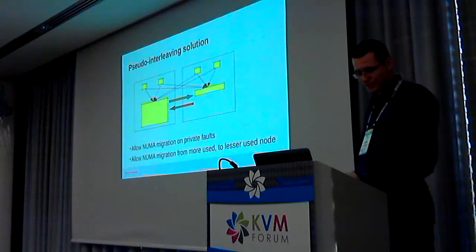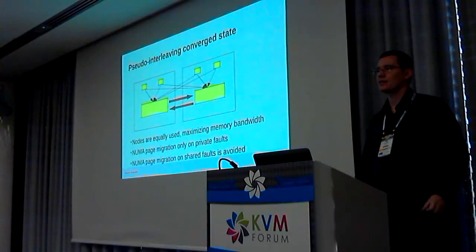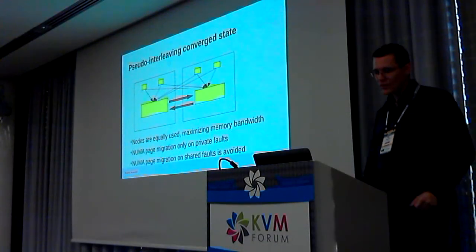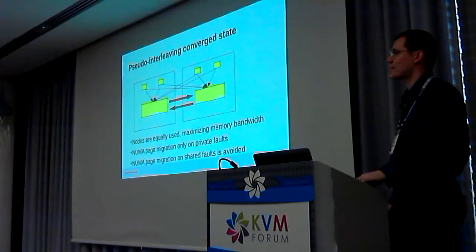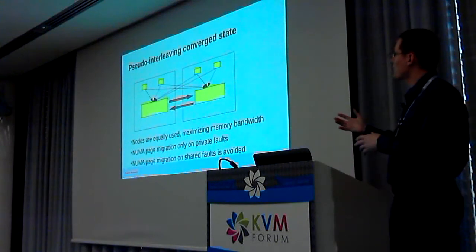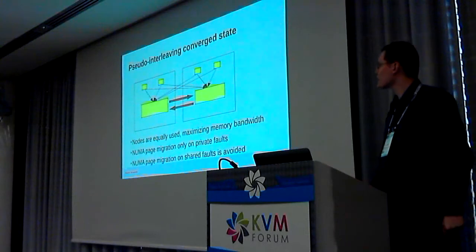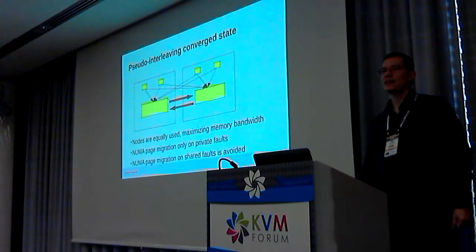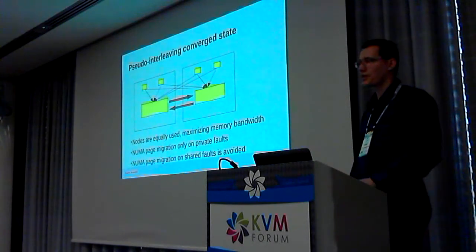And eventually, it will look like this, where both are about the same, and there is no point in doing migrations of any memory that is shared between different threads in the NUMA group. Only private faults still get migrations after this state has been reached. And this gives us a good use of memory bandwidth for a very large process, and a minimum amount of overhead because we stop most of the page migrations. We never do those.